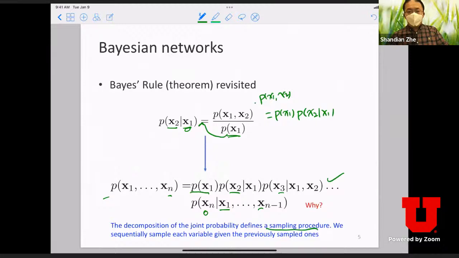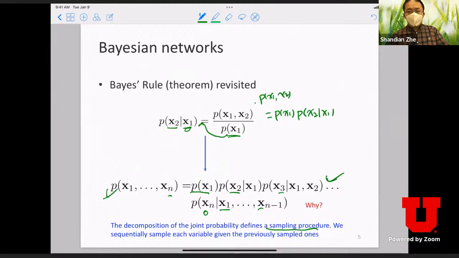Sample at first x1, then using the probability condition for x1. Yes, exactly. Okay. So following this decomposition structure, actually we can first sample x1, right? And given the value of x1, we sample x2. And given the value of x1, x2, we sample x3. Continue until we sample xn, given the values of x1 to xn minus 1.